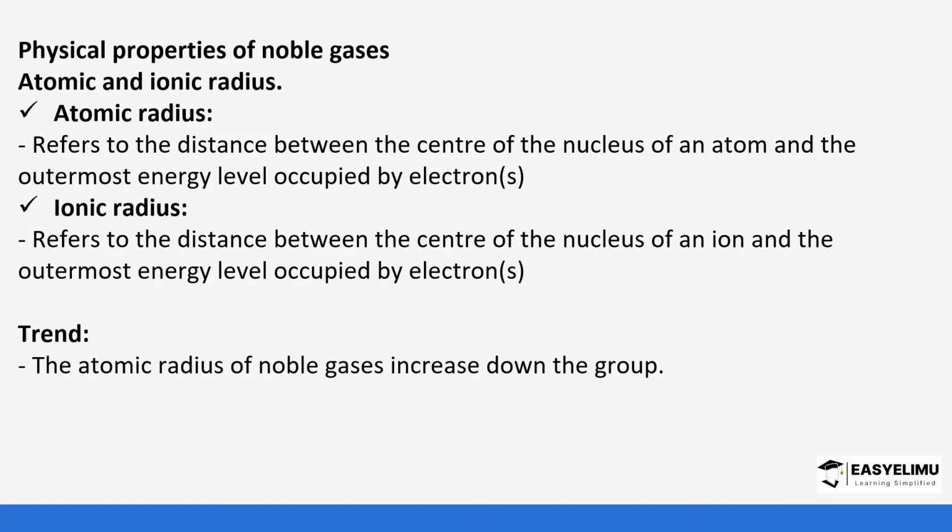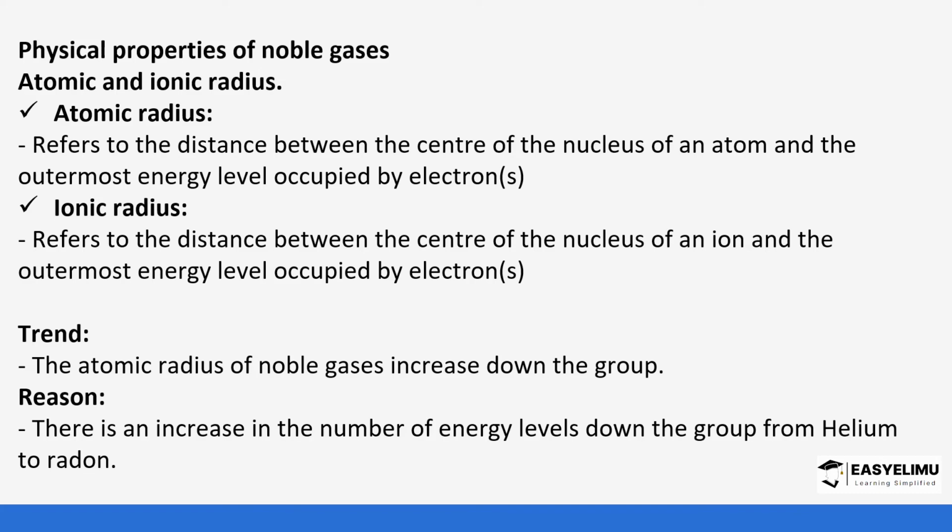When you look at the trend of the atomic radius, it increases down the group. The reason why it increases down the group is because there's an increase in the number of energy levels down the group. So you saw from the previous slide that we have an extra energy level as you go down group 8.